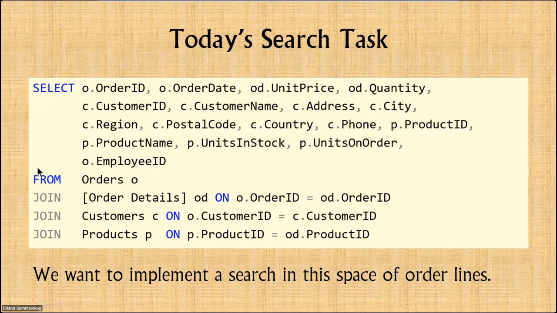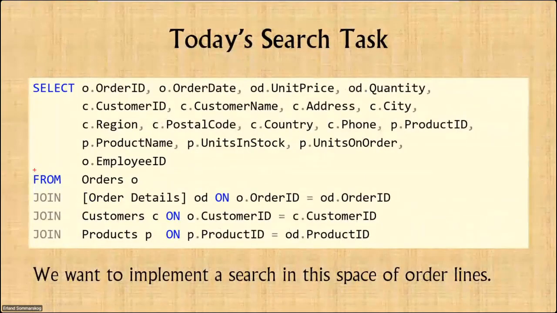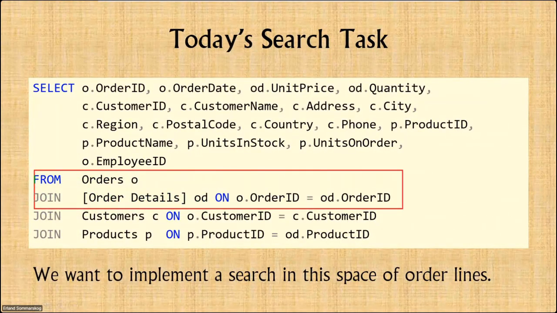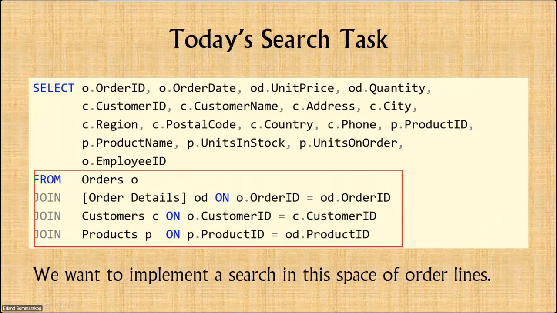And then here, well, let's see here. I have an orders table, which I join to an order details table. Then I join into the customers table and a products table. And this, from a join clause, spans a search of order lines. And that is what we're going to search around.